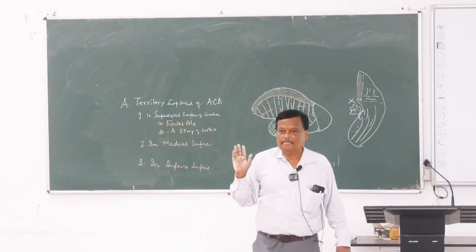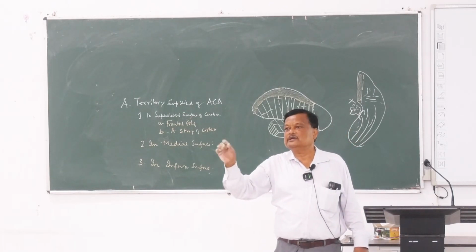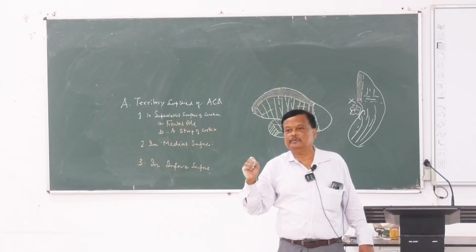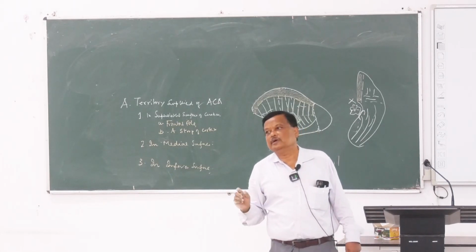MCQ. Broca's area is supplied by which cerebral artery? Anterior cerebral artery, posterior cerebral artery, middle cerebral artery, posterior communicating artery, vertebral artery. Right answer is middle cerebral artery.